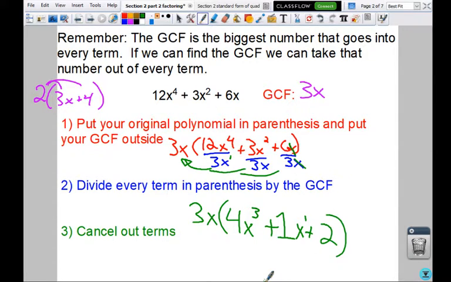So my final answer now, after I factor everything out, is 3x. Where'd you get the powers from? Like, right here? Oh, you're just minusing? Yeah, minus the power. Remember, this is last chapter. So 2 minus 1 is 1. Yes. Those just cancel out together. So my final answer is 3x, parentheses, 4x to the 3rd, plus 1x to the 1, or just 1x, doesn't matter, plus 2.